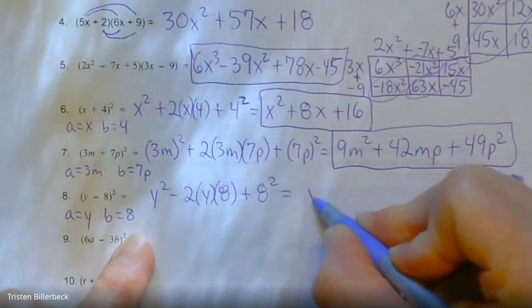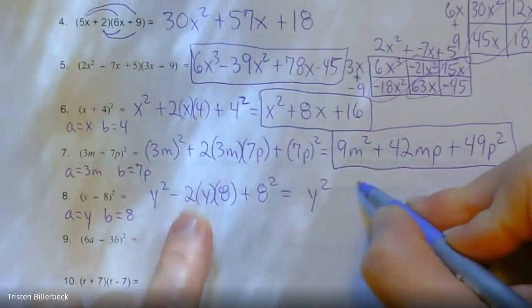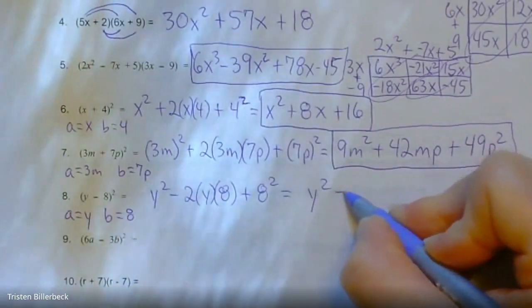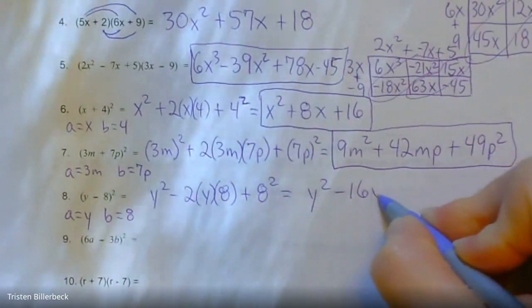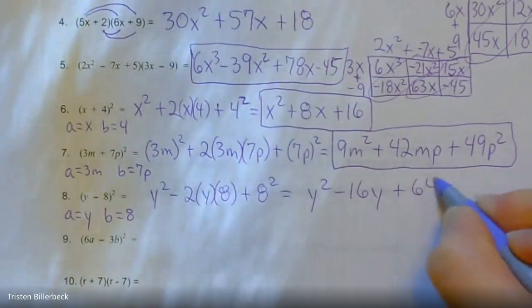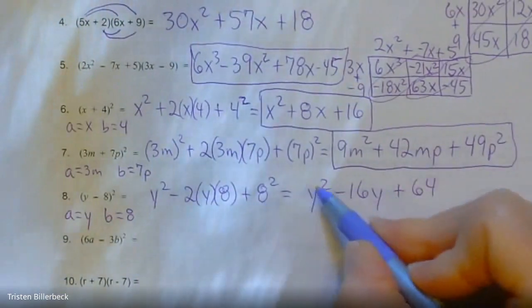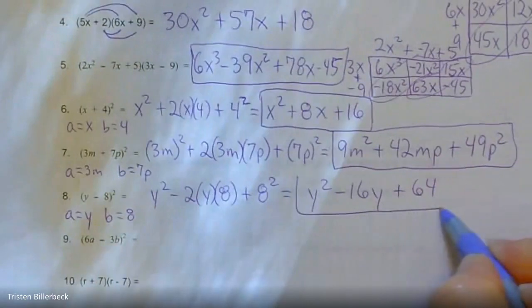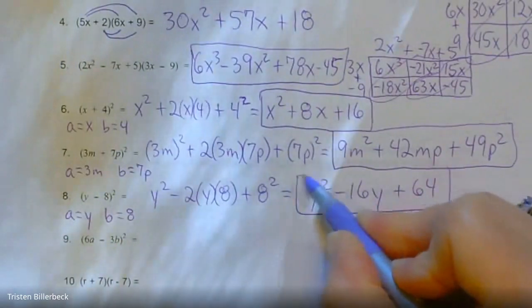So we end up with y squared, negative 2 times 8 is minus 16y, plus 64. 8 times 8 is 64. So 8 squared is 8 times itself twice.